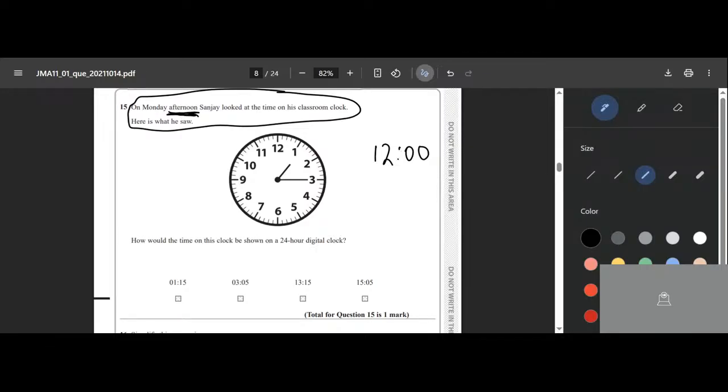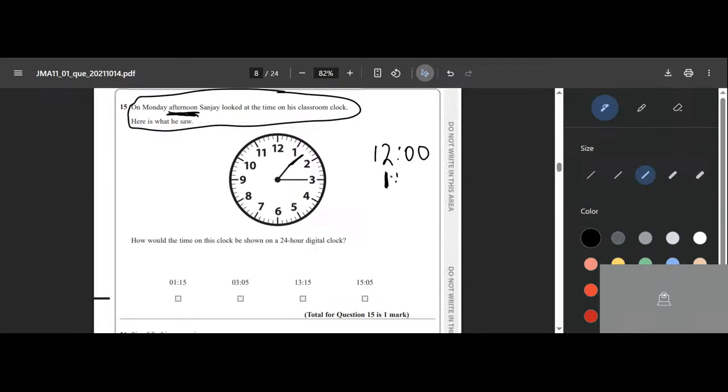Now, Sanjay looks at the time in his classroom clock. Here is what he saw. So, how would the time on the clock be shown in the 24 hour clock system? We have to look at the smaller one. The smaller one is in between 1. If I can just extend it a little bit, it's in between 1 and 2. It means it has passed 1, but I've not reached 2, so it is still on 1. Then the longer one is exactly at 3.